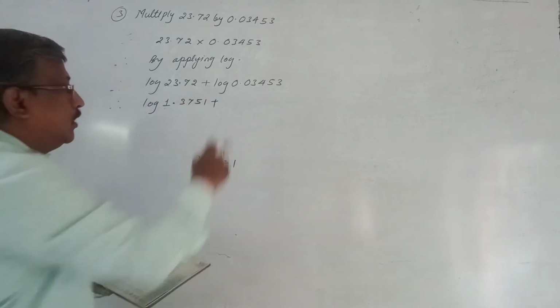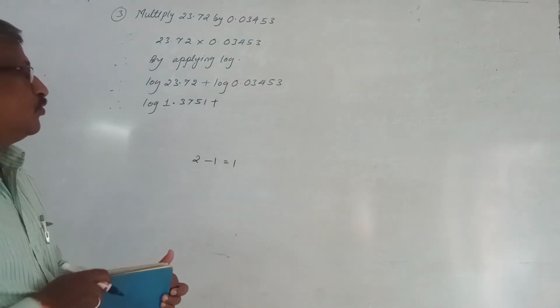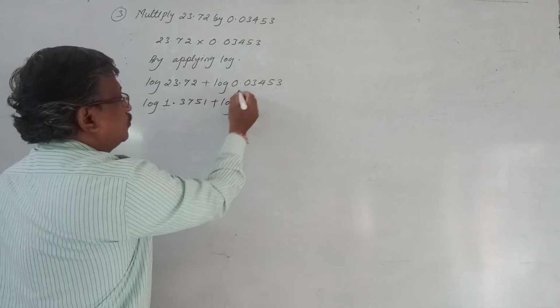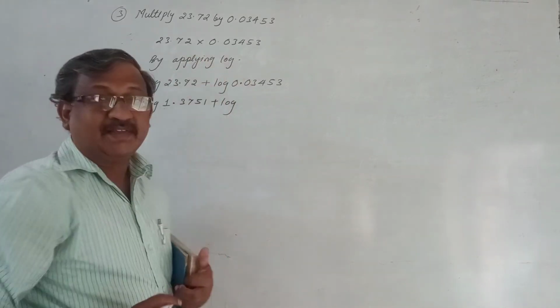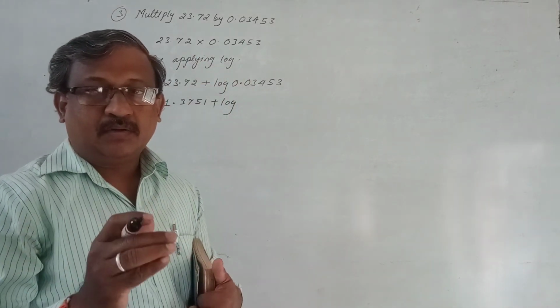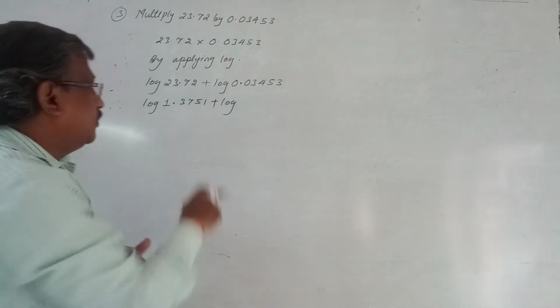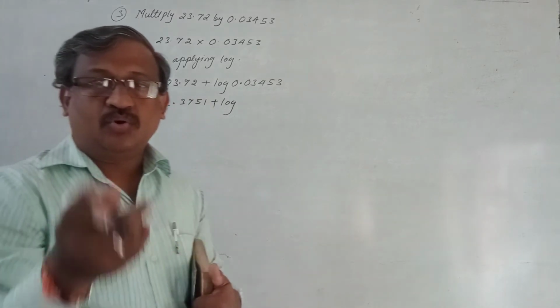3751 plus. Now you have to find out the log of the number 0.03453. So first you write the characteristics. So what must be the characteristics of this number? Now this number is also in decimal, right? But this number is less than 1. It is not more than 1. This number is also in decimal, but that number is what? More than 1.